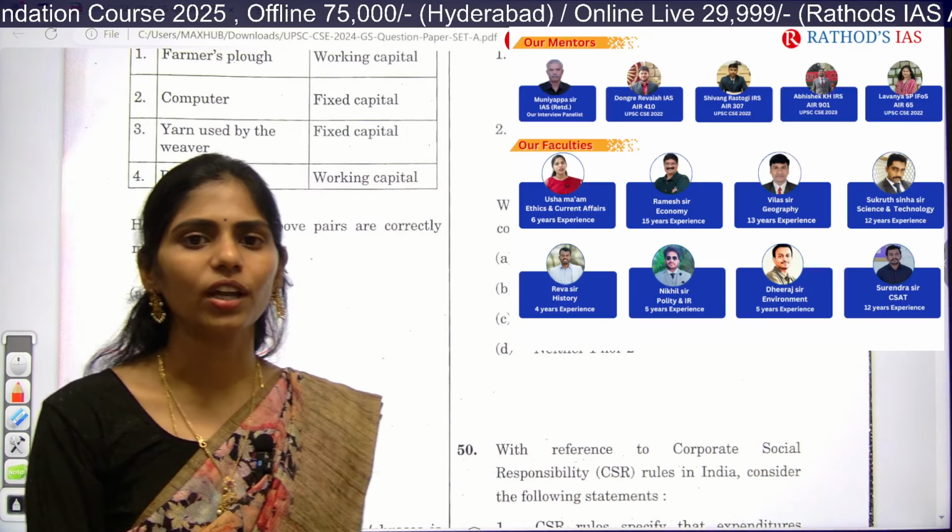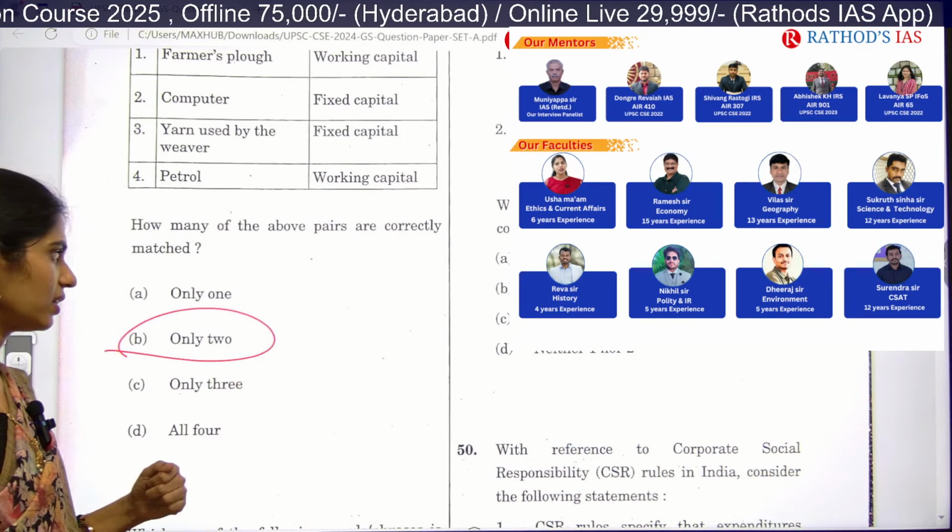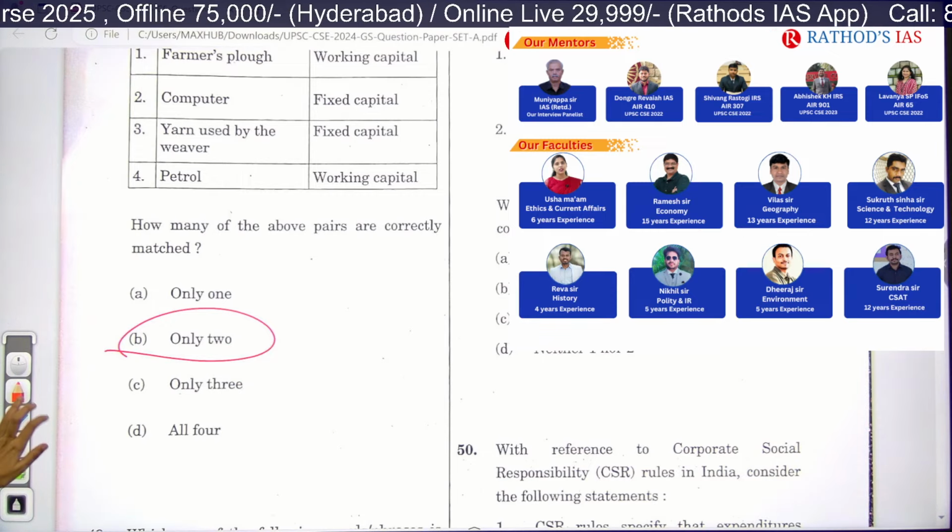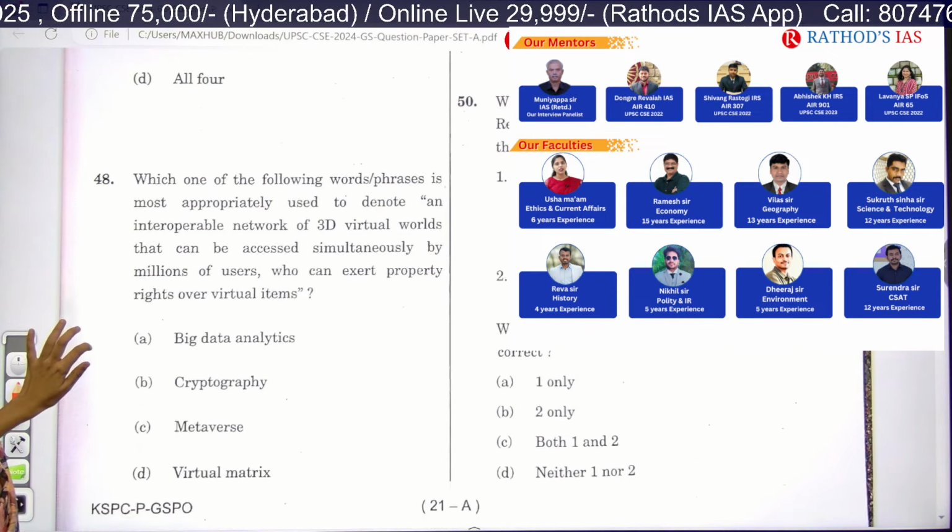And mostly there are economy related questions in this part that we are going to discuss. Okay, and the next one is the 48th question.